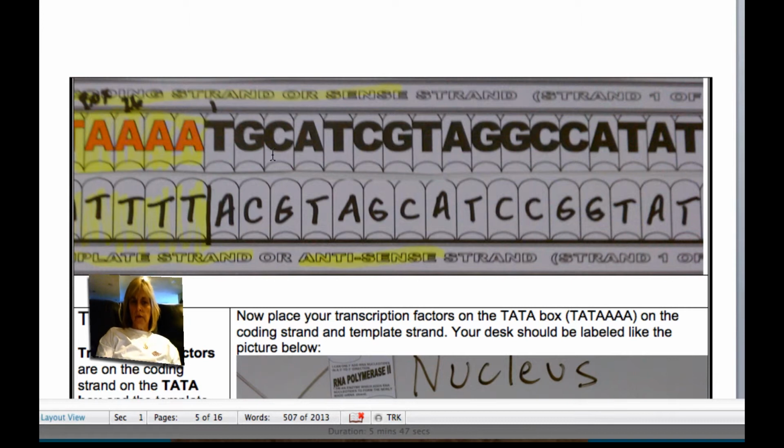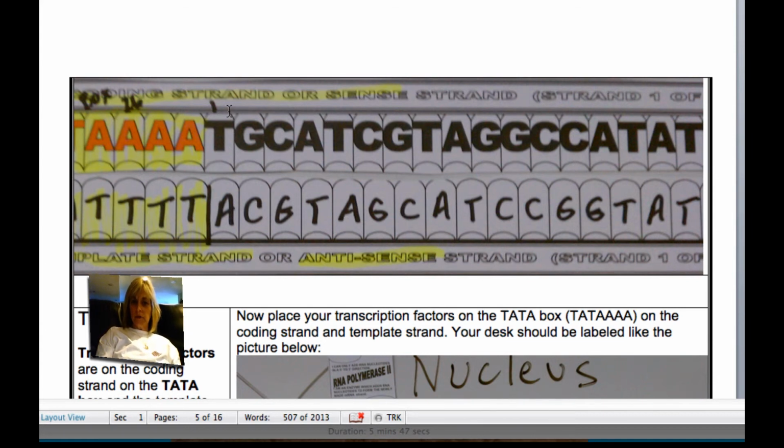Note that if you have a T here and an A here, they're held together by hydrogen bonds. T's and A's have 2 hydrogen bonds, and C's and G's always bond together and have 3 hydrogen bonds. I should see only T's, A's, C's, and G's, because this is DNA. If this were RNA, I would be changing these T's to U's, because there are no T's in RNA.